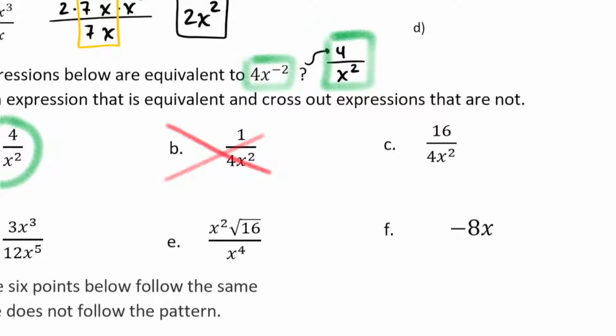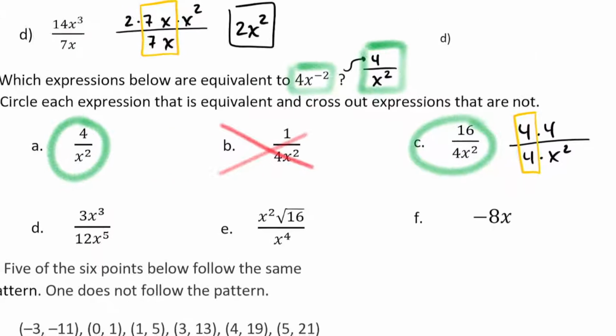C, it turns out that I've got this 16 in the numerator, which is 4 times 4. And in the denominator, there is a 4 times x squared. So in this case, you can see that I have a giant 1 of 4 over 4, right? There's that common factor. So I'm left with 4 over x squared. So I would say that C is also the same.